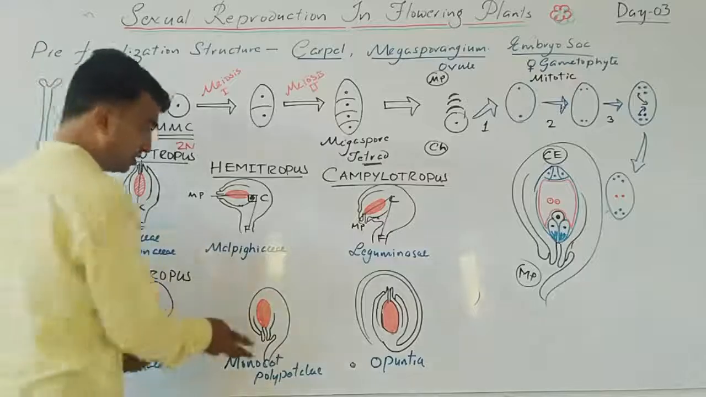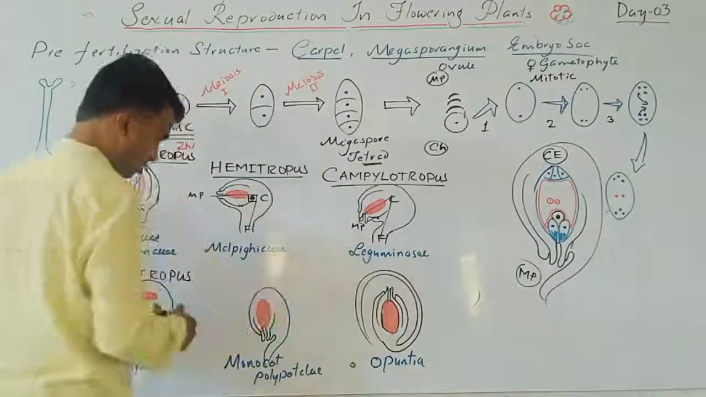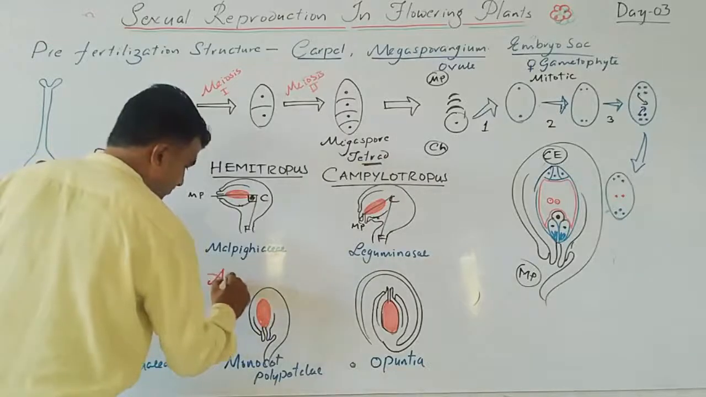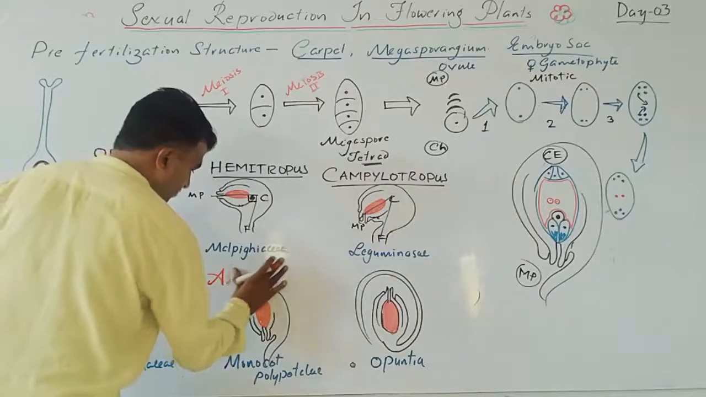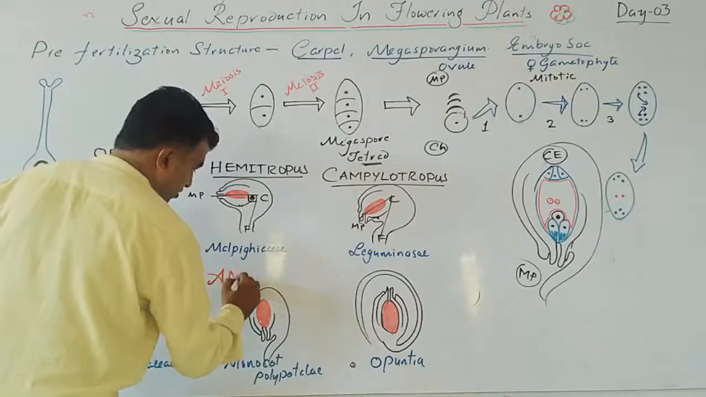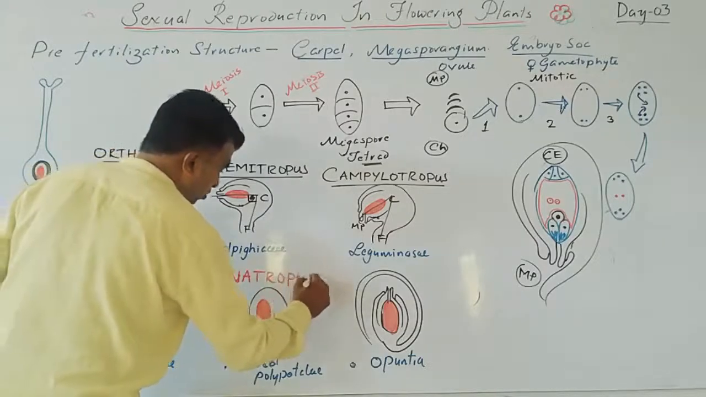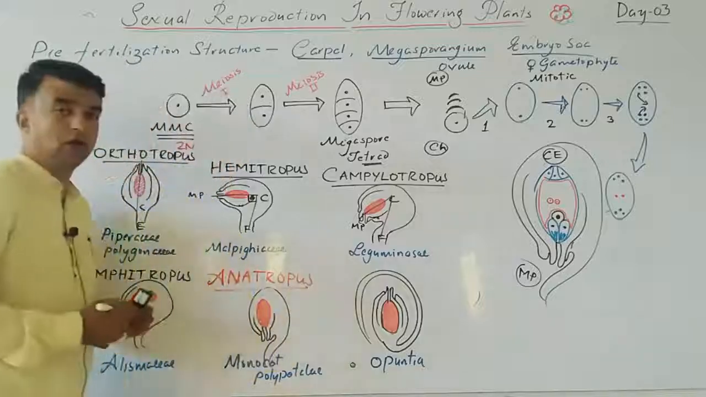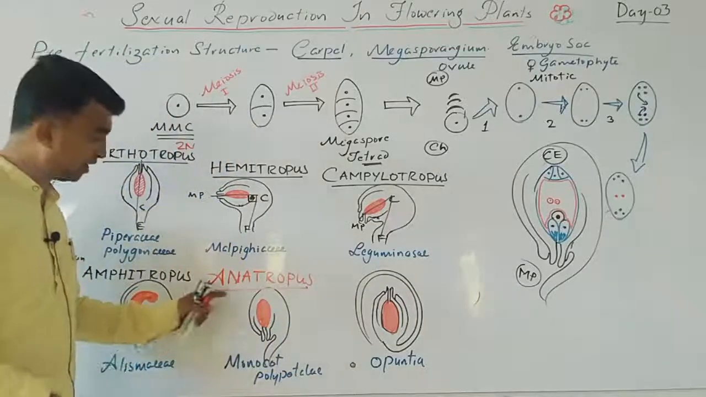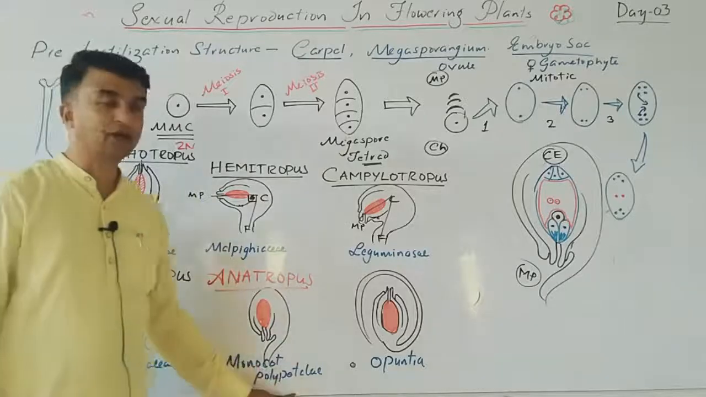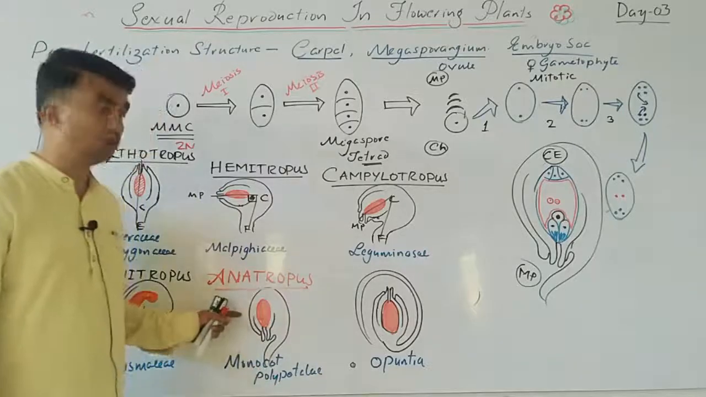So the next one is the typical one, the same one. This is called anatropous. Question: draw a neat labelled diagram of an anatropous ovule. Monocots and polypetalous plants show this type of ovule.